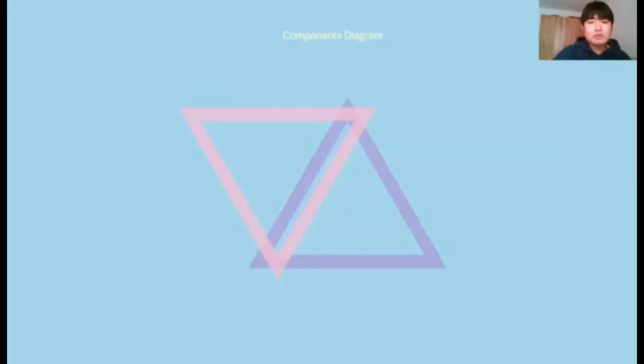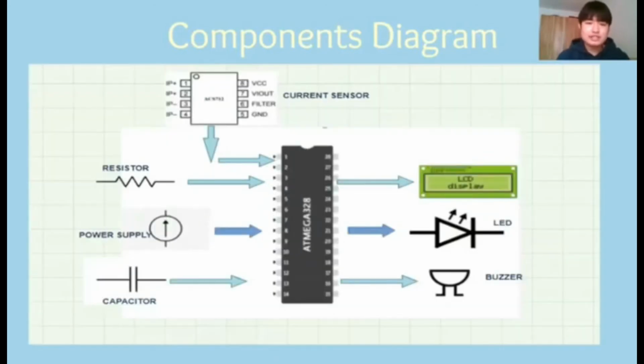And then I will introduce the components diagram. As you can see, in the middle is the ATmega328, and we also have the current sensor, resistor, power supply, capacitor, and we also have the LCD to display our current value. We also use the LED and buzzer to let the user know if the equipment has leakage current or not.